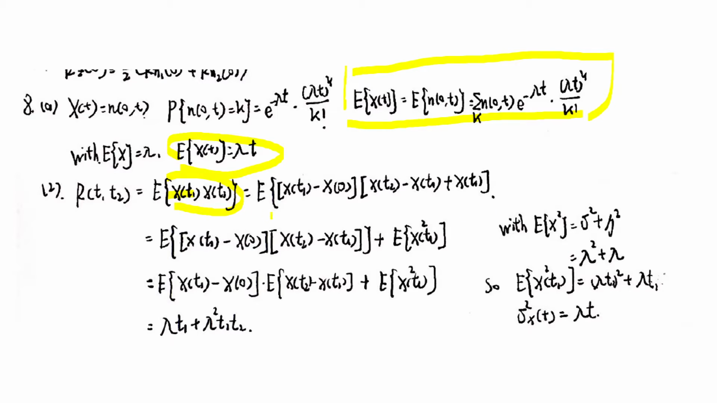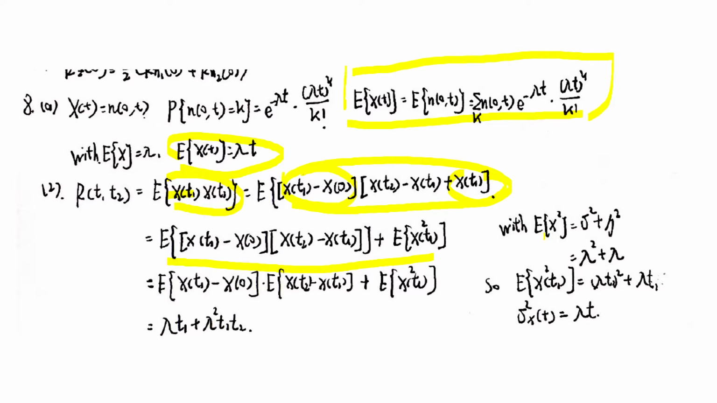And the second part, we can rewrite as X(t2) minus X(t1), and then plus another X(t1) here, and then we expand this expression like this. We can find that the last part is E[X(t1) squared], because X(0) is 0. When we use this part to multiply this part, it should be E[X(t1) squared].